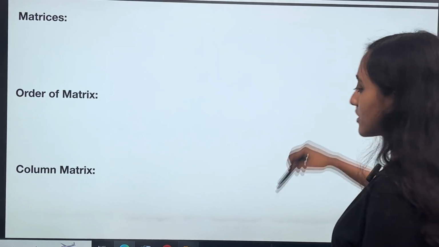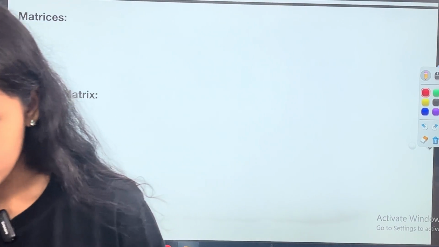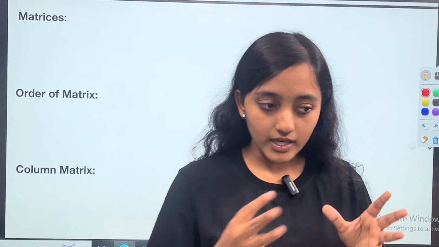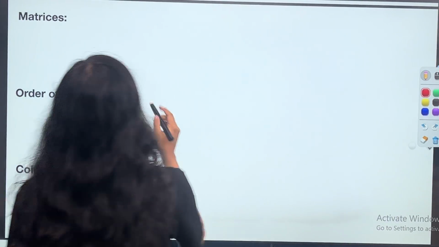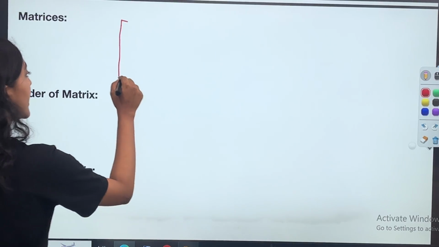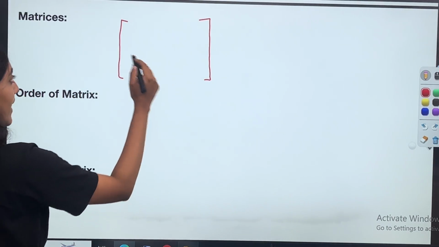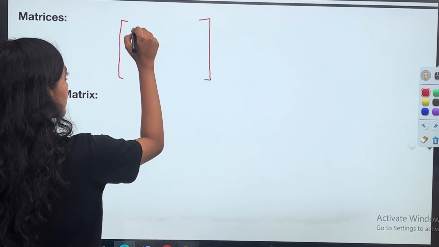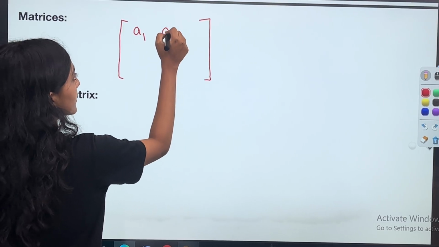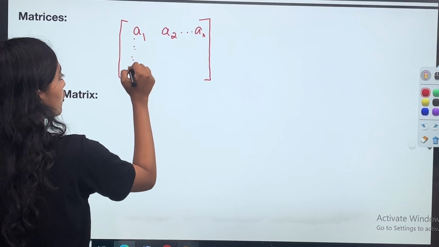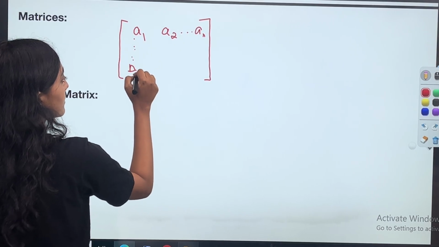Matrices are basically when you have an array of numbers or symbols or expressions written in the form of rows and columns. It is known as a matrix. Usually you have a matrix inside square brackets. So you have a number, say A1, A2, and it can go on up to AN, and then this can also go on till BN.